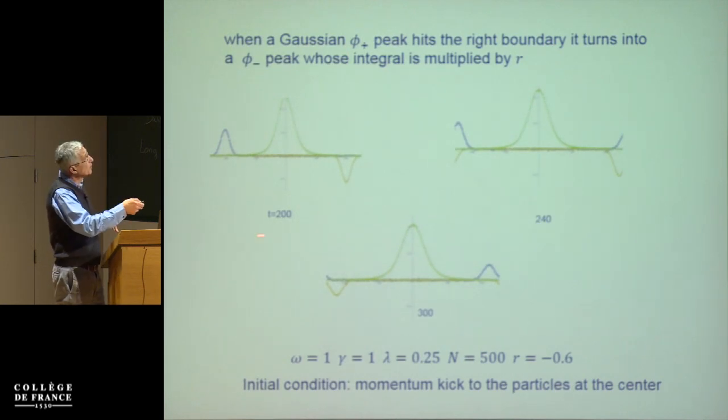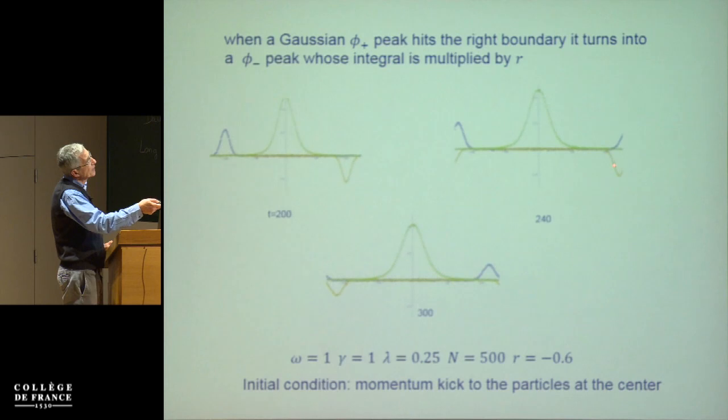This is after some time, t equals 200. What happens when, at a later time, they reach the boundary, is that the phi plus mode, the one moving to the right, is reflected, and it starts generating phi minus going to the left.